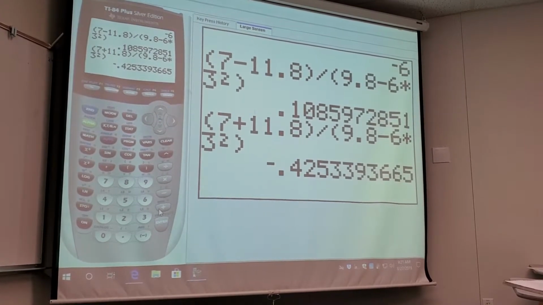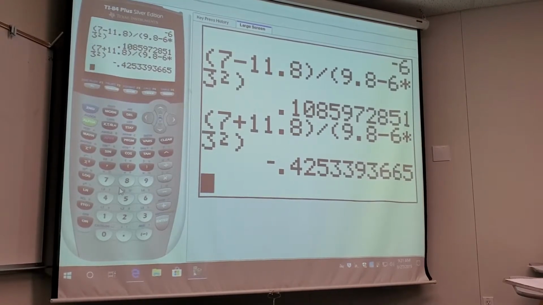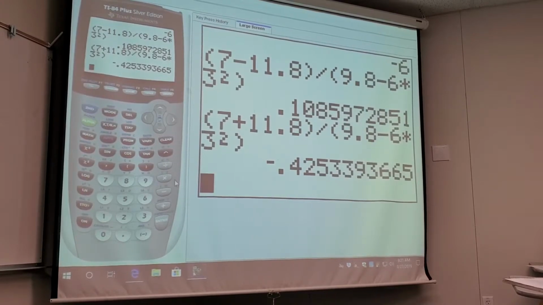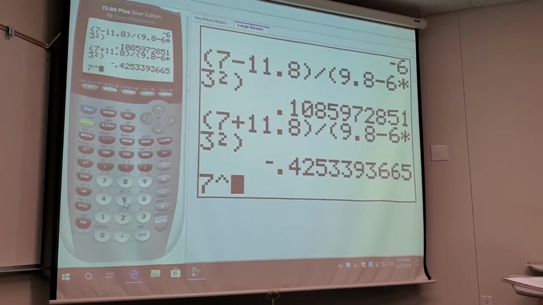what else do I want to show you? I think that's, oh, how do you do 7 to the 5th power? Where's your to-the-power button? Yes. The arrow under clear. Good. That's my to-the-power button. 7 to the 5th power.